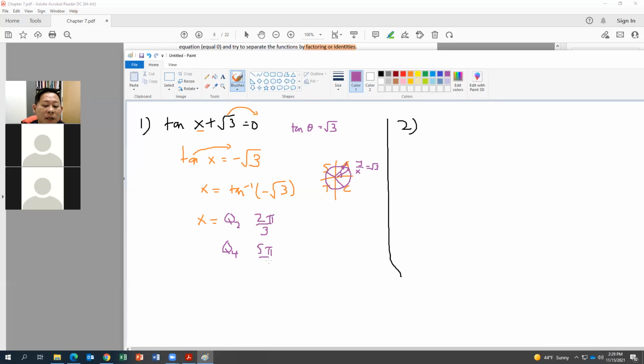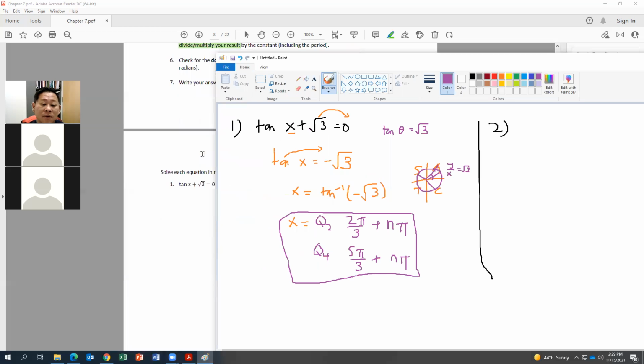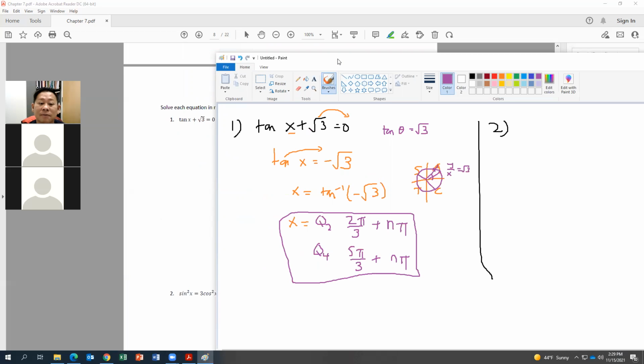Okay. And what do we need to add here? 2n pi or n pi in this case? N pi. Because for tangent, the cycle or the period is pi. So in this case, you only need to add n pi. Okay. So don't forget, for tangent and cotangent, the cycle is pi. So that's why you add n pi here. So this is your answer in this case. So again, this is for infinite solutions here. Anyone have any questions here?